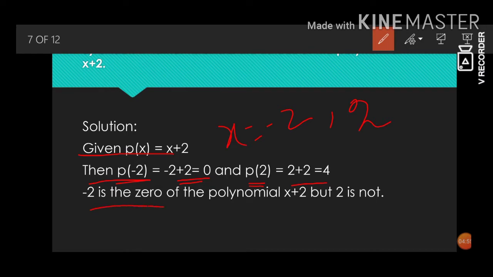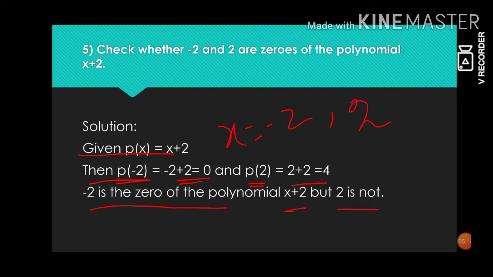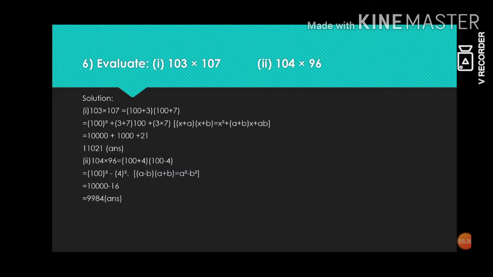So -2 is a zero of the polynomial x plus 2, but 2 is not a zero of the polynomial. Zero of the polynomial means the value for which the polynomial should be equal to 0. Here the value is minus 2 for which the polynomial x plus 2 is 0, but for the value of 2 the polynomial x plus 2 is not 0.